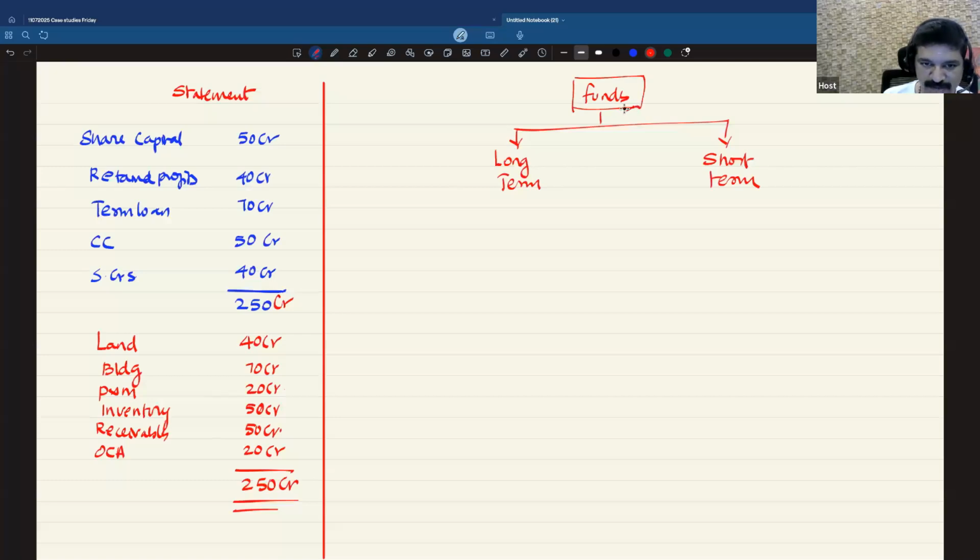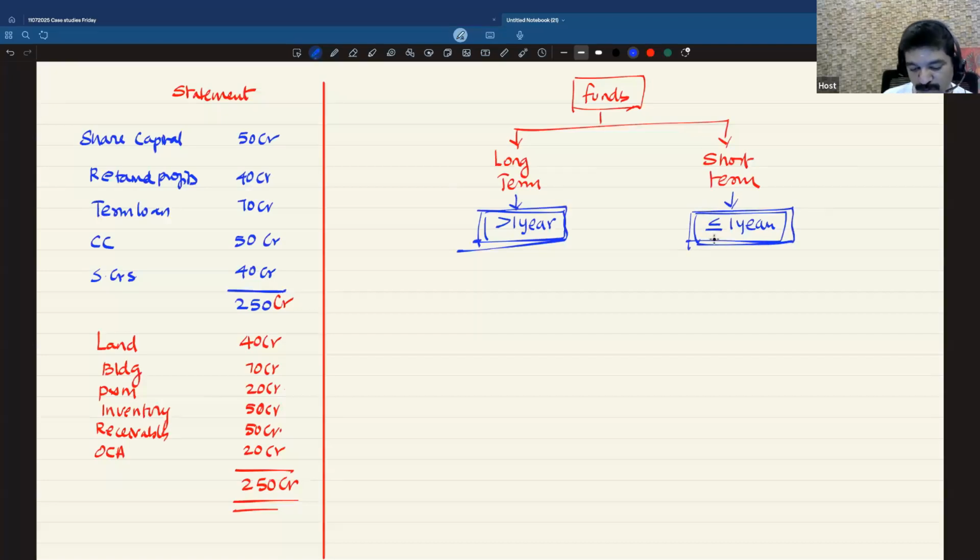That is why I always put my focus on this. Whatever funds have come into the business have to be identified as long-term funds and short-term funds. Long-term funds are funds from sources where the repayment can happen after 1 year. There is no compulsion that repayment should happen within 1 year. Short-term funds are those where repayments are supposed to happen within a period of 1 year, from the date of the balance sheet or from the date of borrowing.